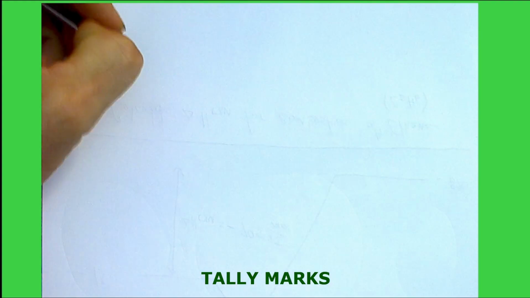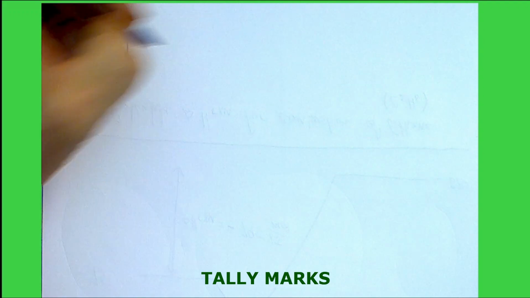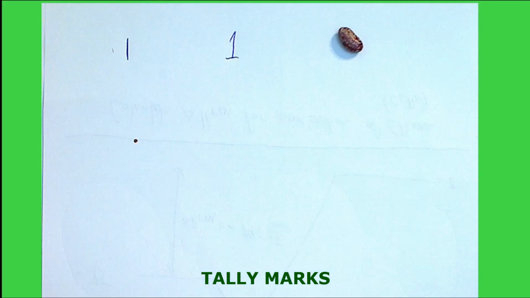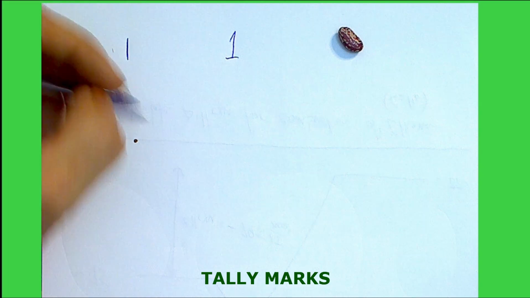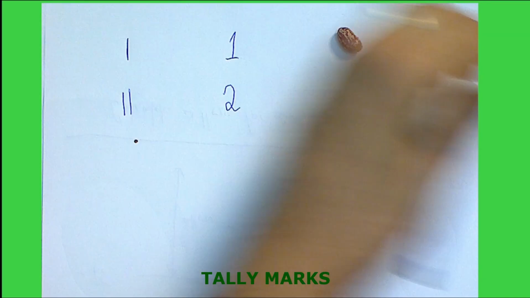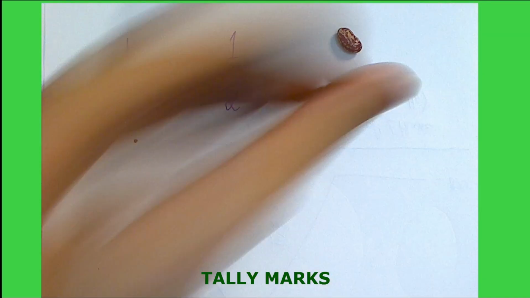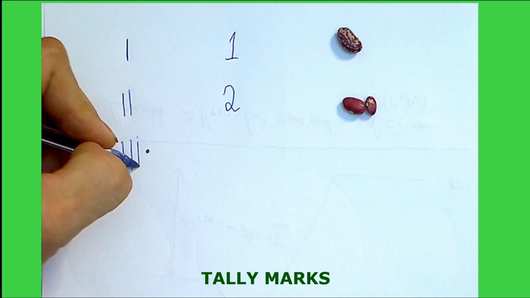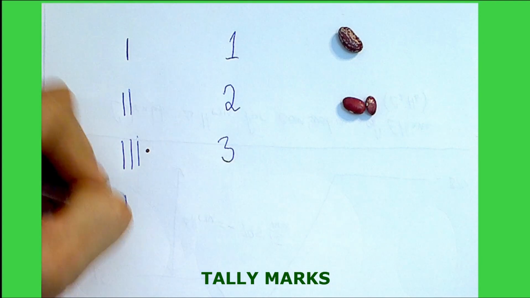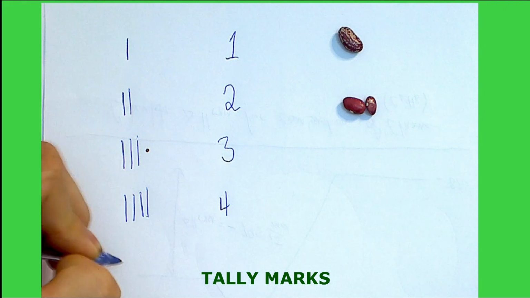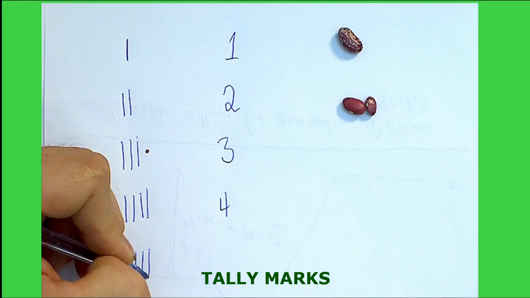A tally mark is saying this is the number 1. And again, the number 1, and you can even have them set a bean beside it. This is the number 2, and this is the number 2, and you kind of get the method. And then, of course, this is 3, this is 4, and then 5. I think everyone is familiar with this.